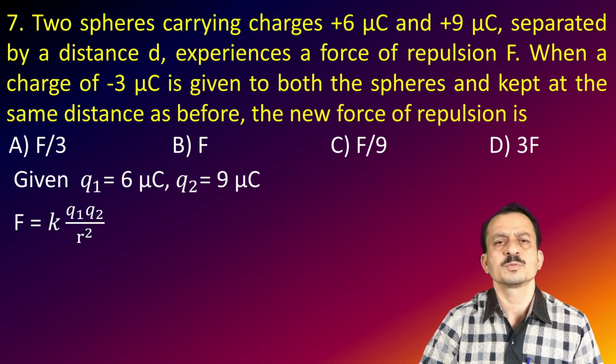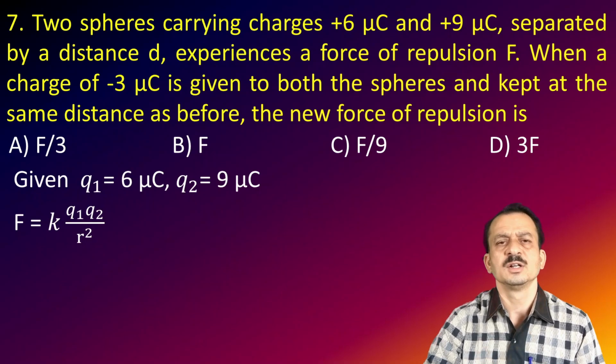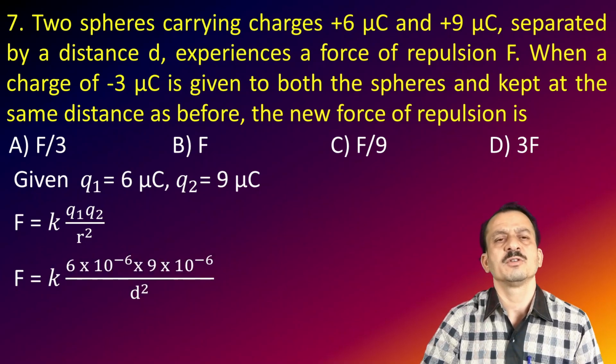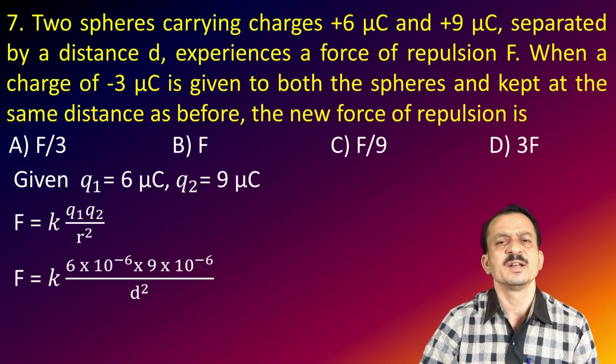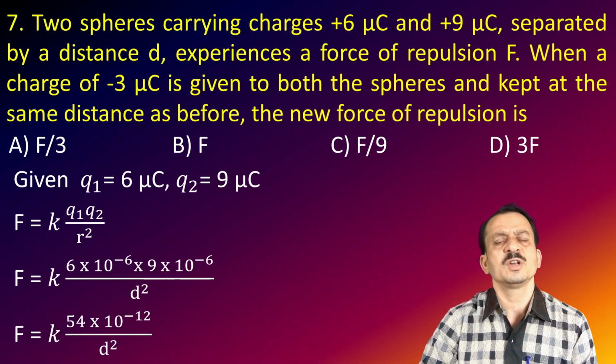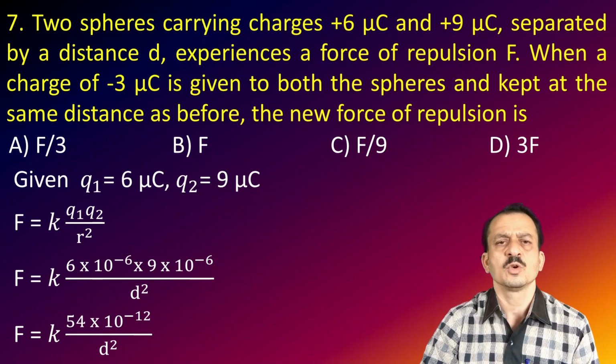Therefore, the expression for the force of repulsion between the two, F is equal to 1 divided by 4 pi epsilon naught, or we can write it simply as K. Value of K is 1 divided by 4 pi epsilon naught. So F = K Q1 Q2 by R square. Now substituting the values, F is equal to K into 6 into 10 to the minus 6 into 9 into 10 to the minus 6 divided by d square. 9 6 it is 54 into 10 to the minus 12 by d square. You are not supposed to substitute the value of K because we are comparing the forces.